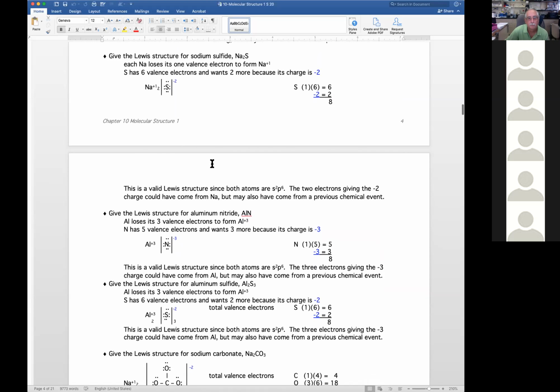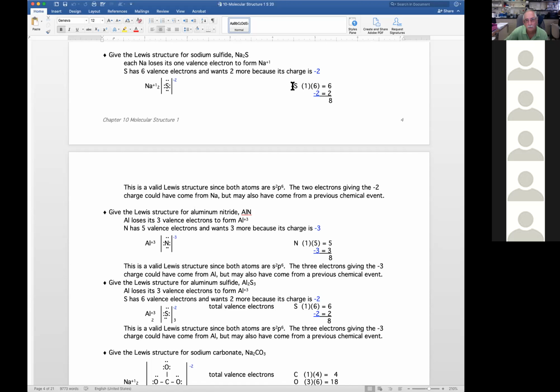So let's just do another one. Here's sodium sulfide. Again, I just follow the same way of doing it. So what does sodium do? It likes to lose one electron to become like a noble gas. Sulfur likes to gain two to become like a noble gas. So for sulfur, I got one in group 6. I start off with 6 valence electrons. I'm getting 2 more because of that -2 charge right there, for a total of 8.